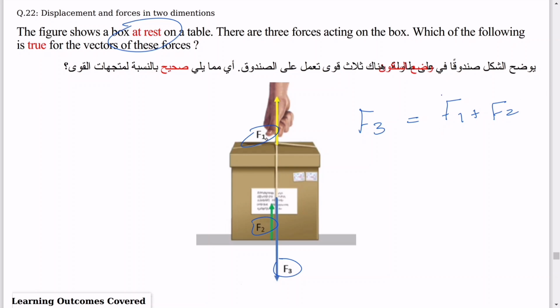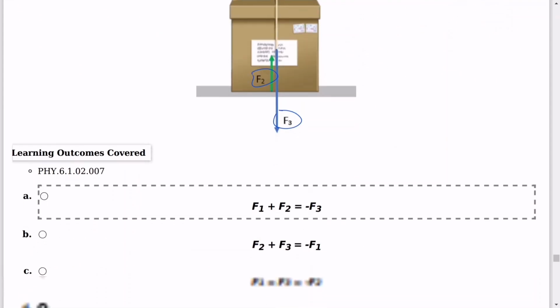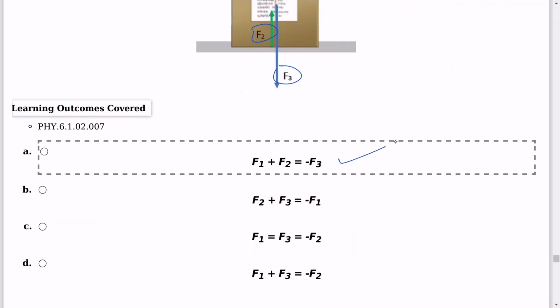There are two forces acting upward, F1 and F2, so we are adding them because they are acting upwards. And only one force is acting downward, F3. Total upward force is equal to total downward force. Why? Because the forces are in equilibrium. How do we know? Because the object is at rest, it is not moving. And if we need the sign, the downward force we will write as negative. So this is our answer.